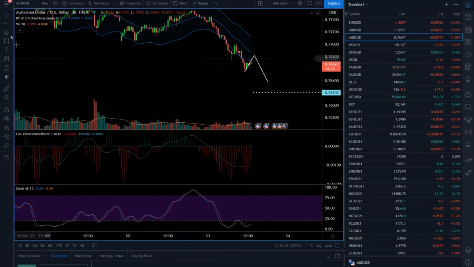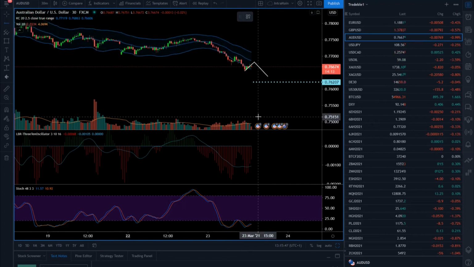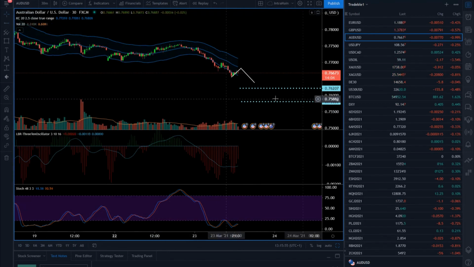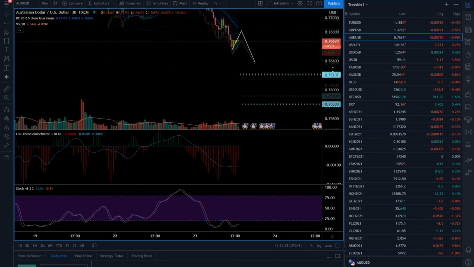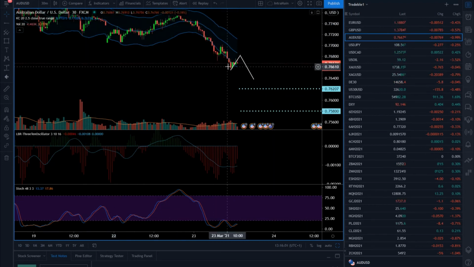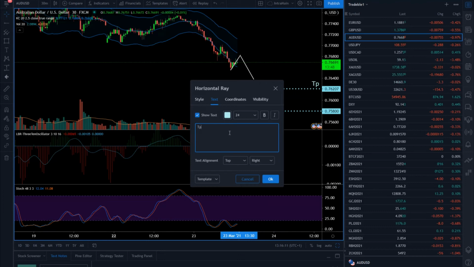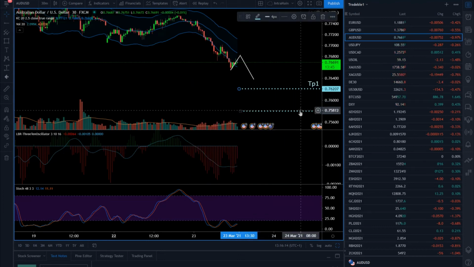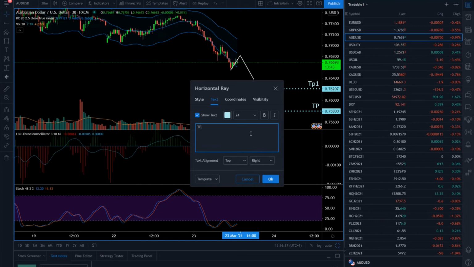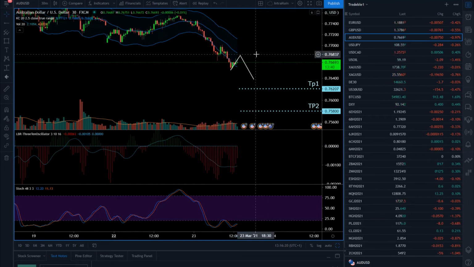And we will also put that so you can see it visually here. 0.7580, 570, so this zone around here. You can watch for intraday selling opportunities on the rallies on the Australian dollar, and go for this downside target. This is the first target. I can just write take profit 1, TP1, and the second downside target, TP2, we can place like here, so you can see visually.